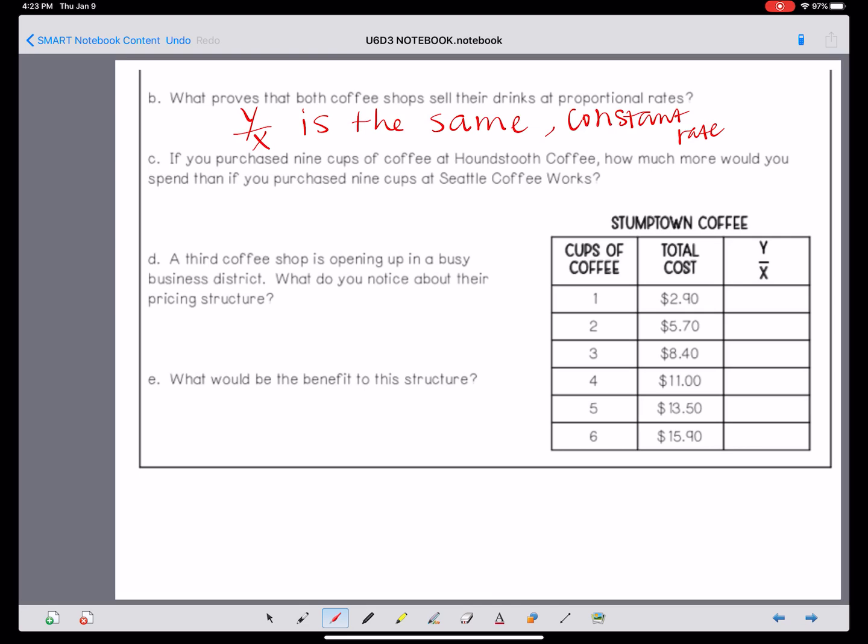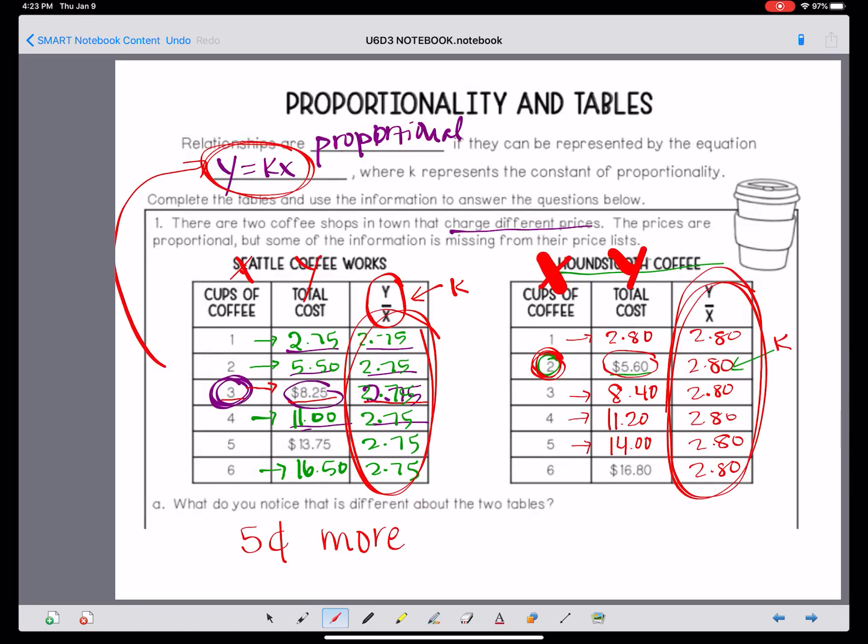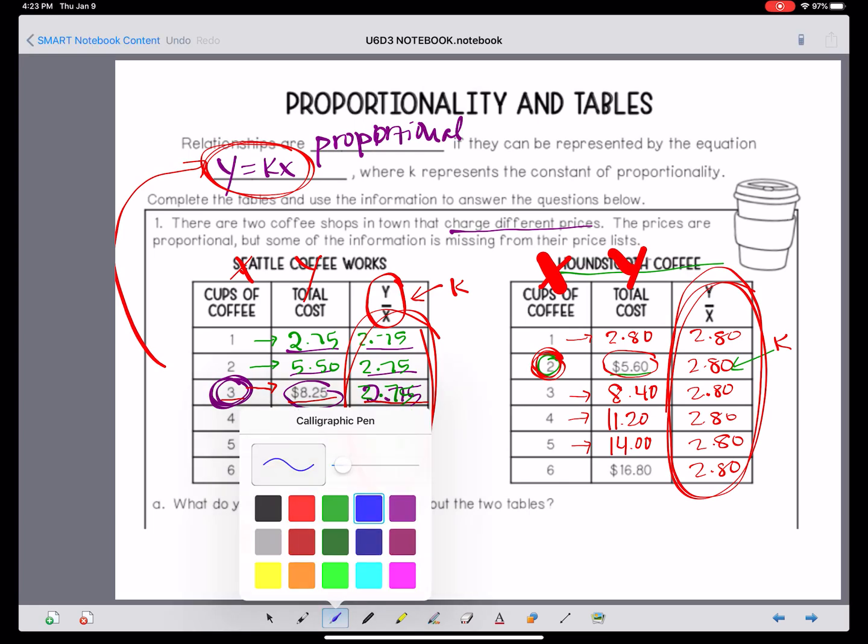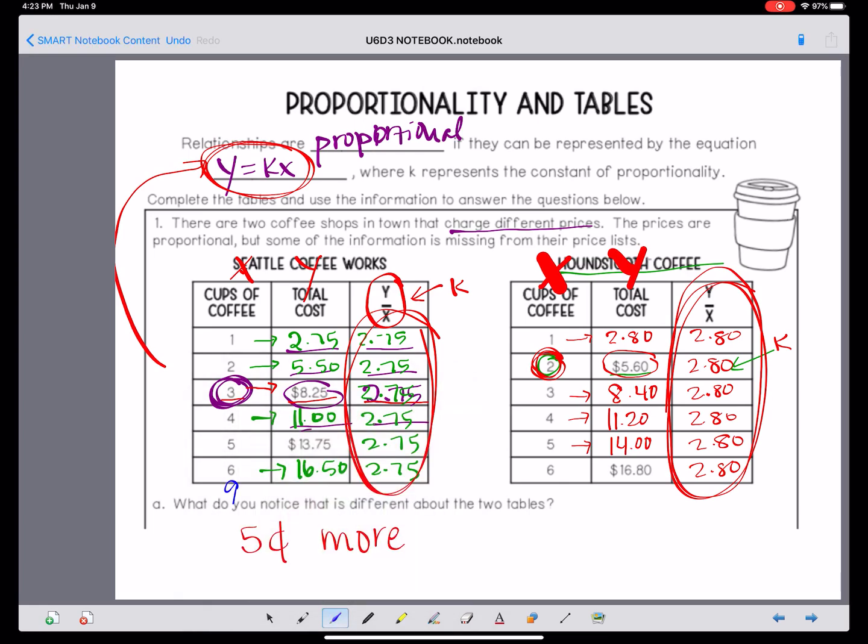All right, for part C, if you purchase 9 cups of coffee at Houndstooth Coffee, how much more would you spend than if you purchased 9 cups at Seattle Coffee Works? So let me use a different color here. We'll use blue. That's saying, what if we purchase 9 cups at this place and 9 cups at the second place? How much is it going to cost, and how much more are we going to pay at Houndstooth Coffee? Well, we just need to multiply by $2.80 on this one. And then we need to multiply by $2.75 on this one.